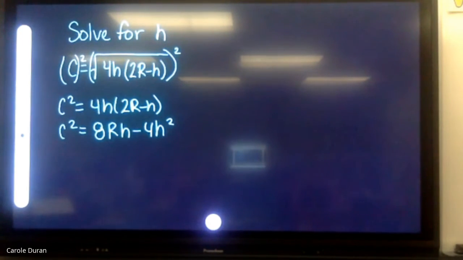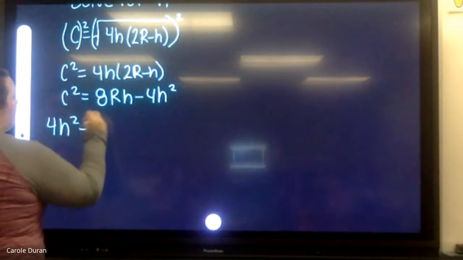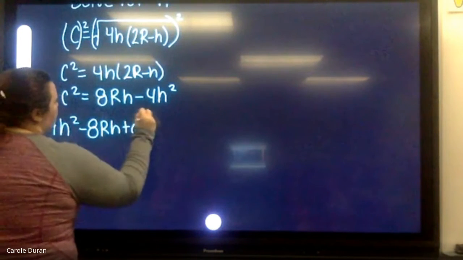What does this kind of look like to you? I have an h squared, I have an h, I have a term that has no h on it. Becca, see that ladder? Looks like a quadratic to me. I know, it's disgusting, but it's fun. So now that it looks like a quadratic, I really need to make it look like a quadratic so that I can solve it, which means I need to get all of my terms on one side of the equal sign. I also want my h squared to be positive, so I'm going to add everything from the right over to the left. When I do, I get 4h squared minus 8rh plus c squared equals 0.